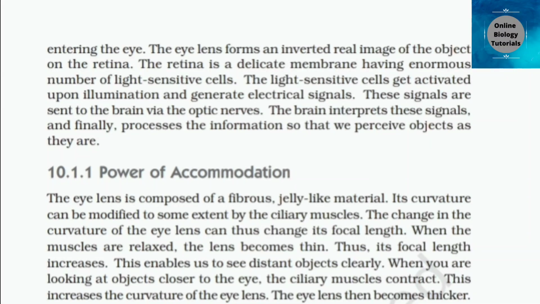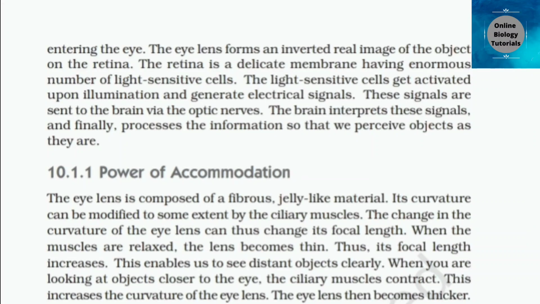The eye lens forms an inverted real image of the object on the retina. The retina is a delicate membrane having an enormous number of light-sensitive cells. The light-sensitive cells get activated upon illumination and generate electrical signals. These signals are sent to the brain via the optic nerves. The brain interprets these signals and finally processes the information so that we perceive objects as they are.